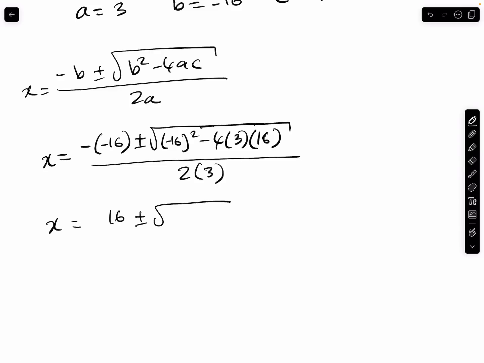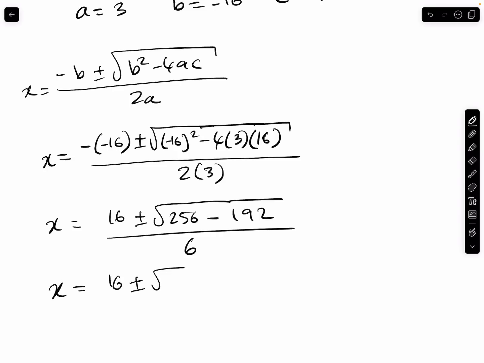And then this part we'll do on our calculator. So minus 16 squared, that gives us 256. And then that is 4 times 3 times 16, so minus 192 all over 6. So if we work out the square root first, so 16 plus or minus 256 minus 192, that's 64 over 6. The square root of 64 is a number, which is 8.